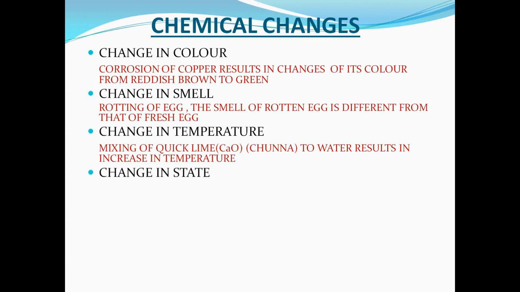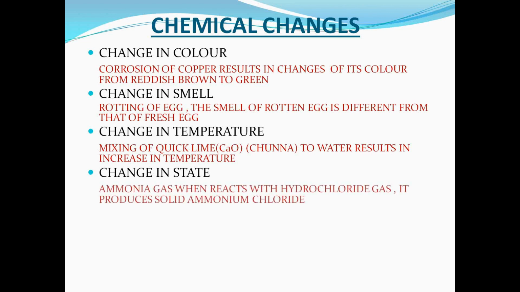Change in state. A chemical reaction may also be associated with a change in state. For example, when ammonia gas reacts with hydrogen chloride gas, it produces ammonium chloride. Ammonia and hydrogen chloride are in gaseous state, whereas the end product, ammonium chloride, is in solid state. Lastly, evolution of gas.